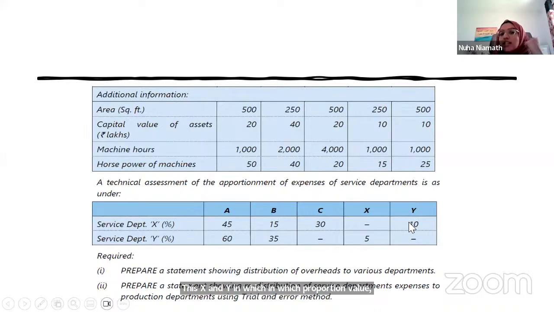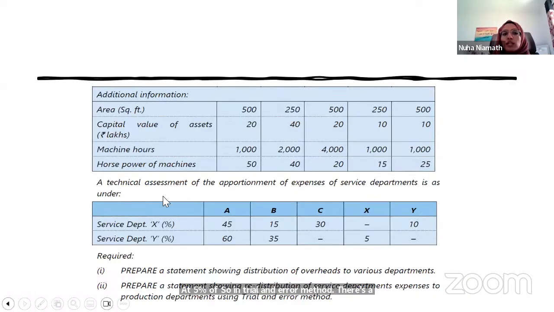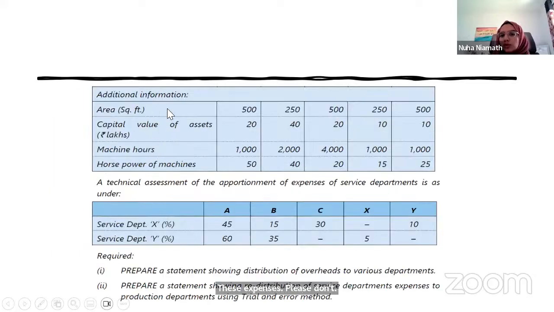Because now we know that 10% of Y is included in X, and 5% of X is included in Y. So in the trial and error method, there is a different approach. So let's do the first part, which is the allocation of these expenses based on this information. I hope you've taken a screenshot.